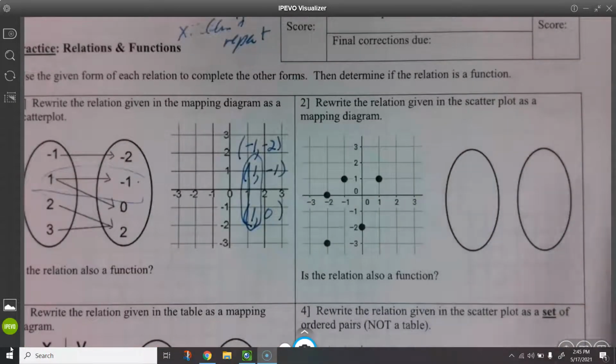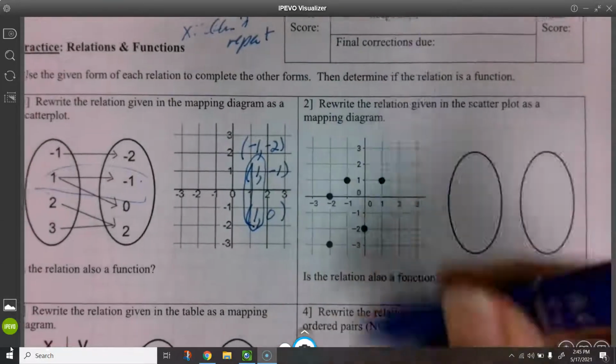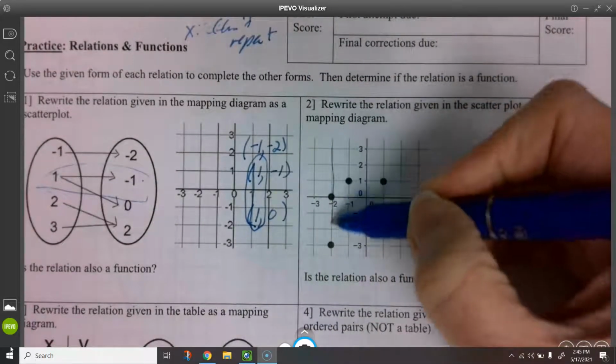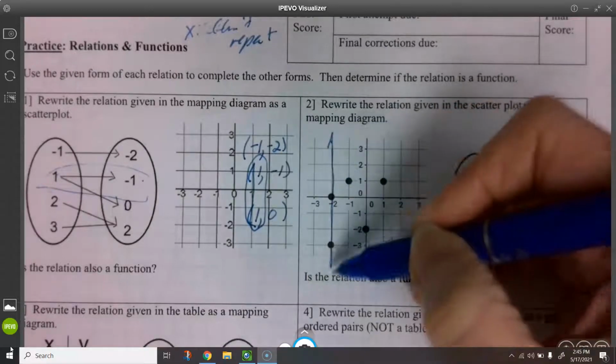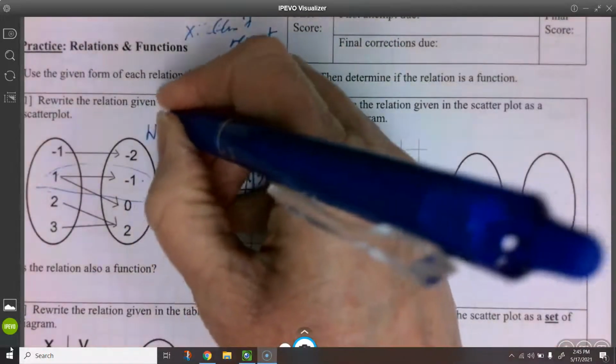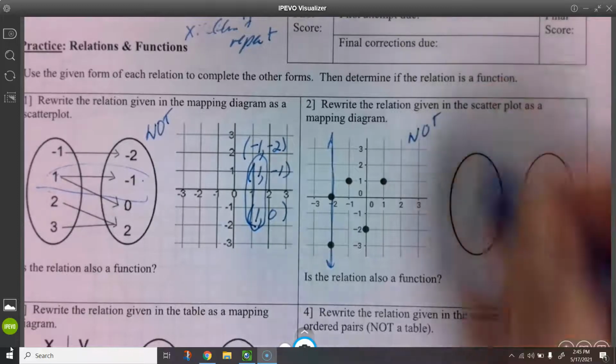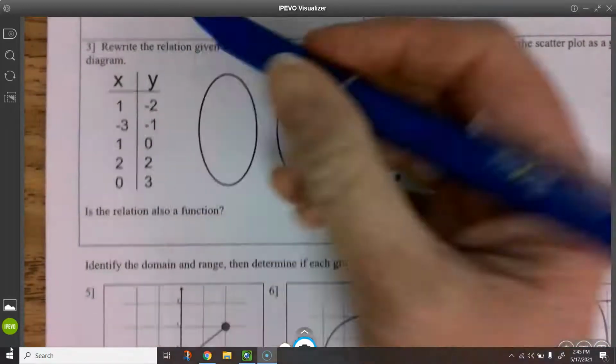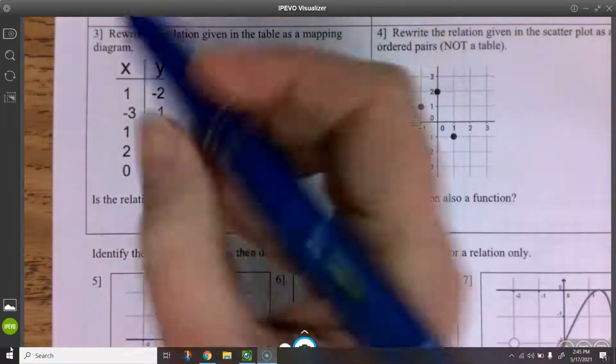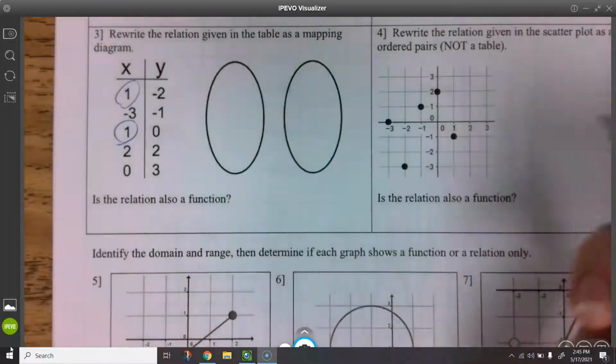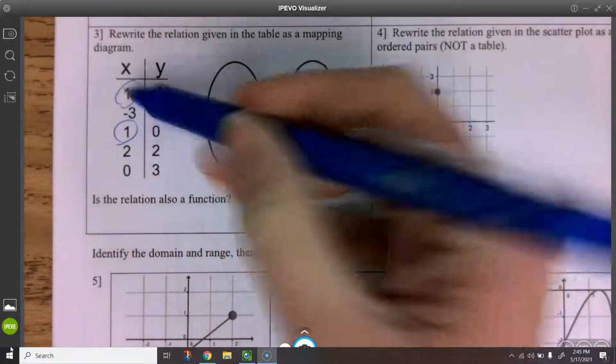Another thing is a vertical line test. We can only touch the graph once. So look at right here. Fails the vertical line test. This is not a function. Okay. Look at this. If I'm given a table, look at those x values. Do you see any x values that repeat? Wham! Right there. So, not a function.